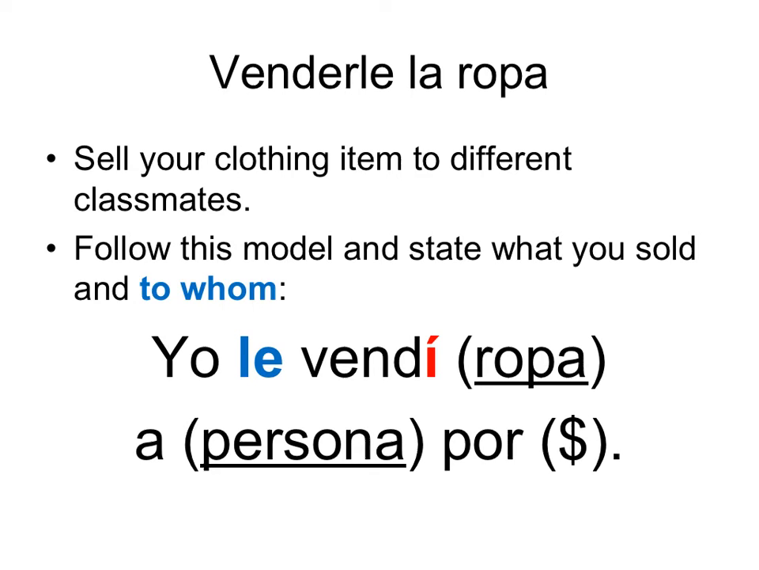Okay, so I have different clothing items that I'm going to pass out to you, and you're going to follow the model to indicate who, and what does vender mean again? Just this verb? To sell. So you're going to use the past tense, I sold, and whatever the clothing item was, and we'll just do this quickly. You're going to tell me what clothing item it was and to whom you sold it.